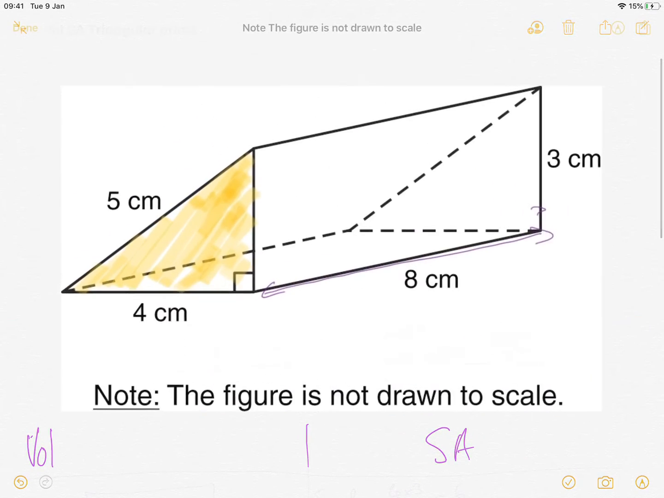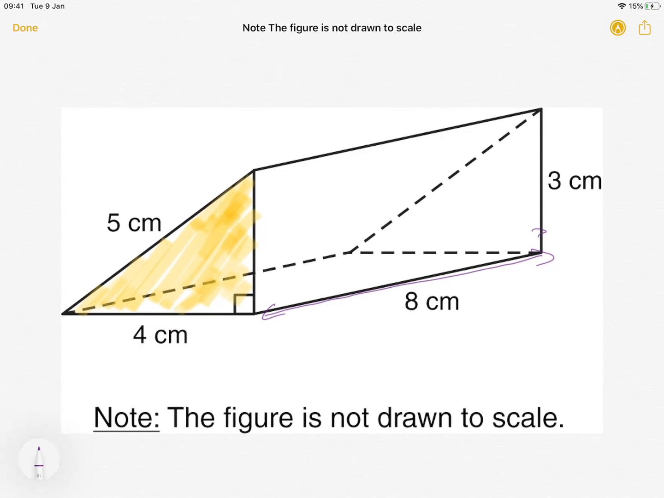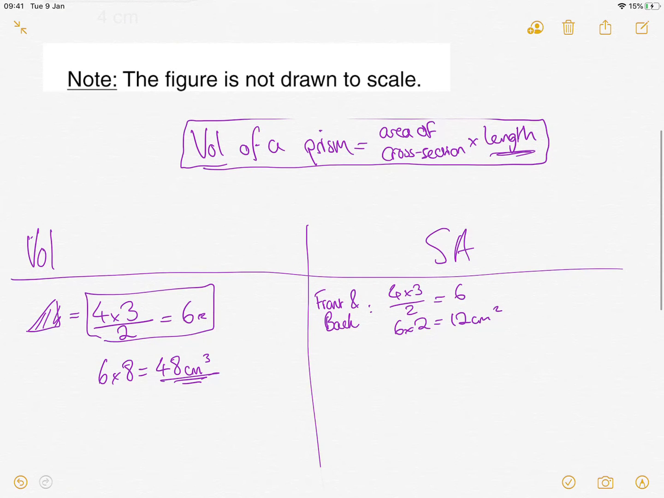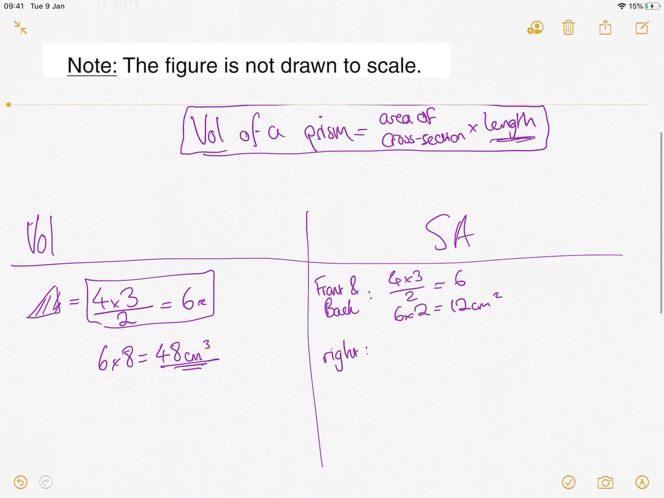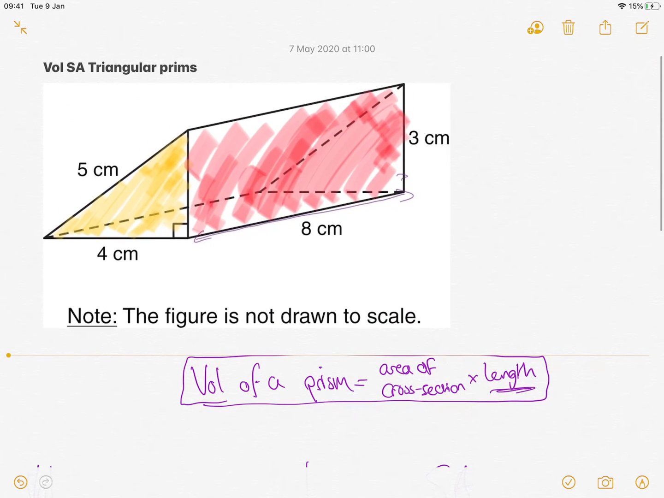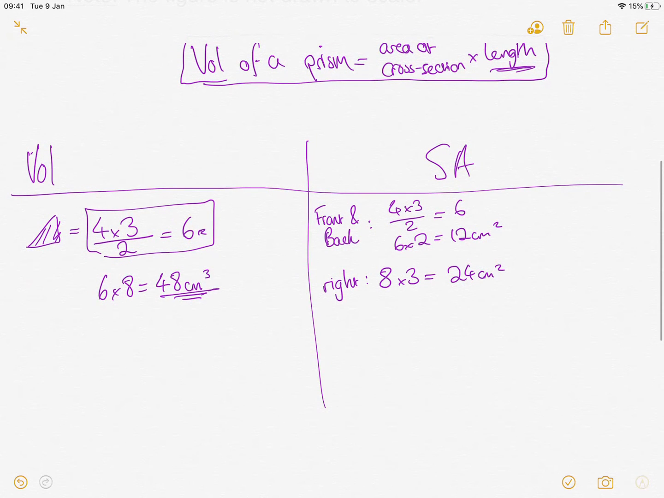Let's do this face here, which sort of looks like your front, but let's just call it right, because we've got our front in yellow, so we'll call that red face the right side. So the right is a rectangle of 8 by 3, which is 24. Now I'll just highlight that in red so you know where it comes from, or what shape it's referring to.